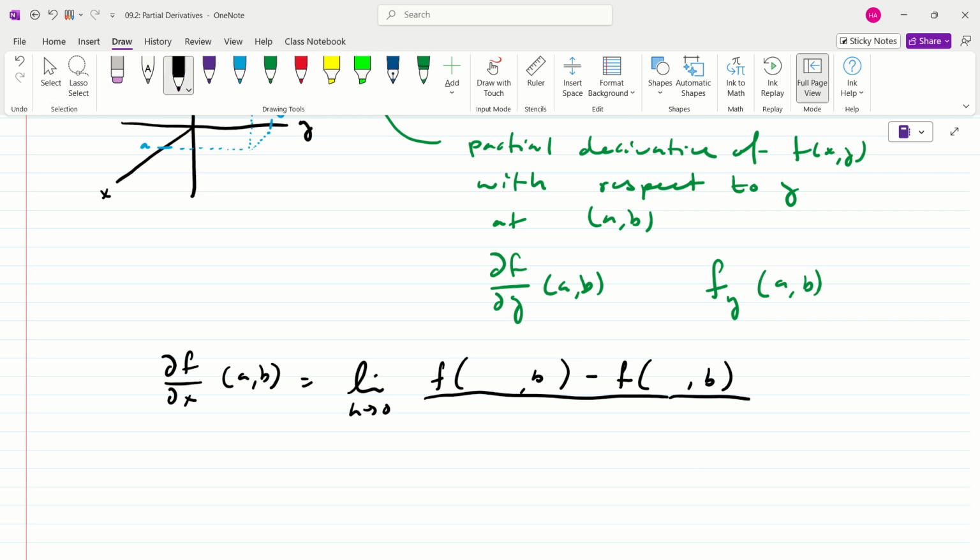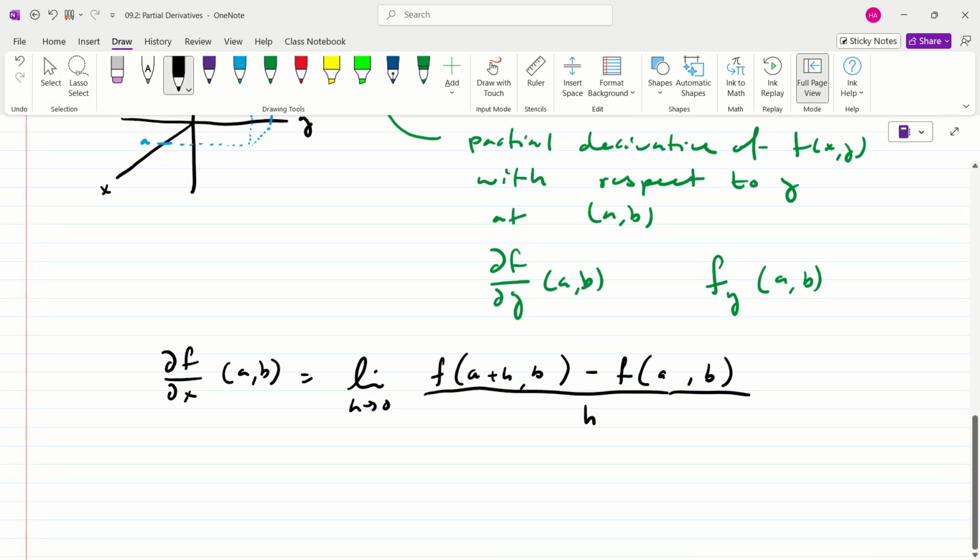For the x coordinate, this will be a plus h for the first one, and a for the second one. So this numerator gives me the difference of the z values for my function f of x, y. And on the bottom, I'll have the difference between this value of x and that value of x. What's the difference between those two values of x? Simply h. So the computation looks very similar to the computation for the derivative of a function of one variable.